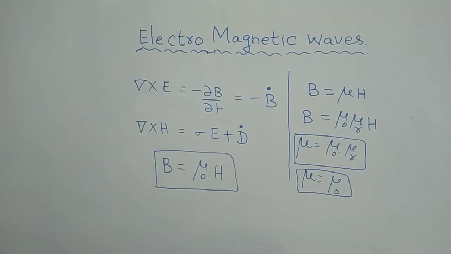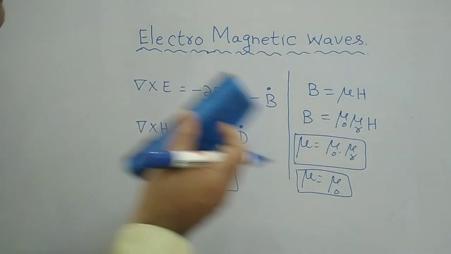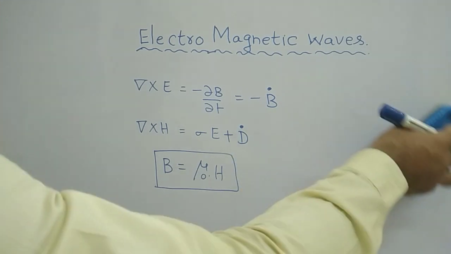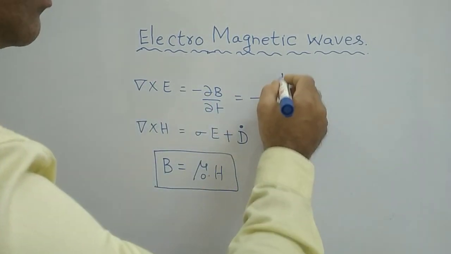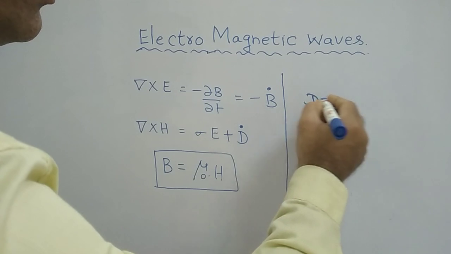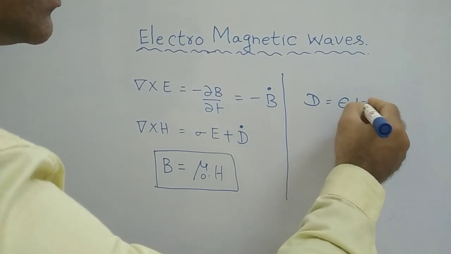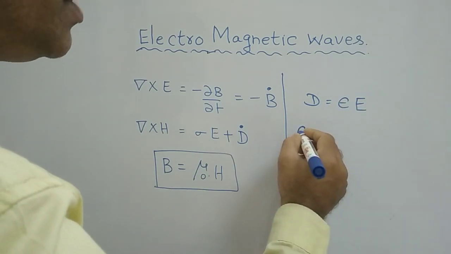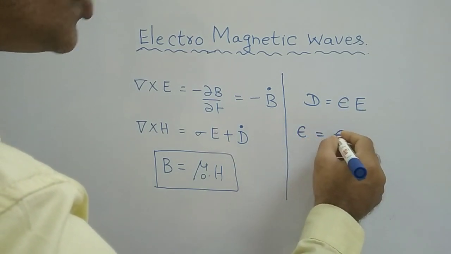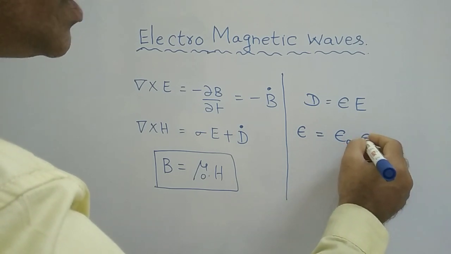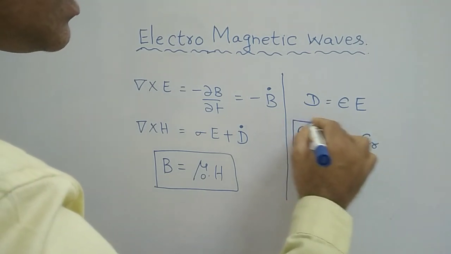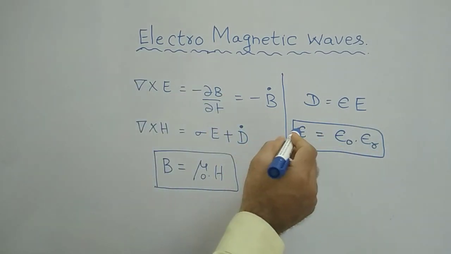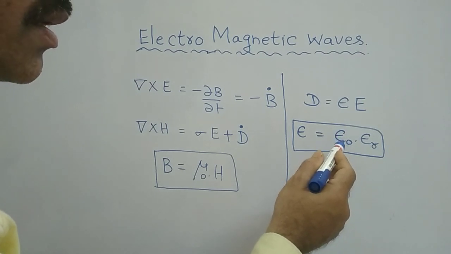This is the relation between magnetic flux density and magnetic field strength. Similarly, there is one more identity which we frequently use, the electric flux density D. D is equal to epsilon times E. And epsilon is the permittivity, which in general is equal to epsilon naught into epsilon r. Remember that, this is another very important formula.